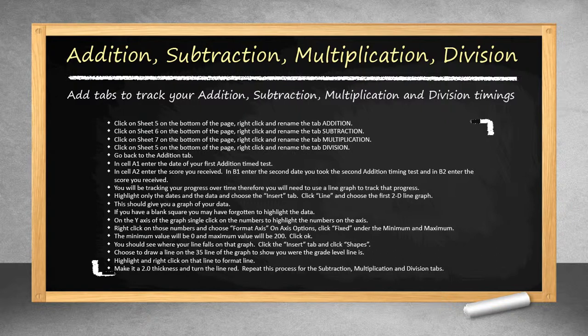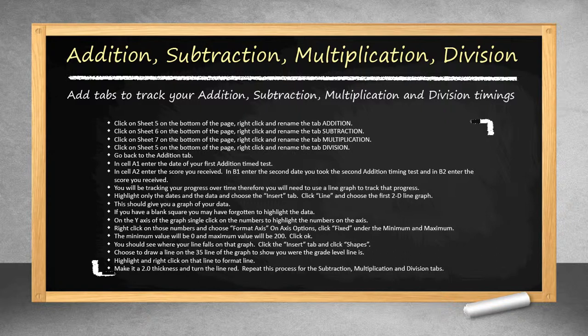Highlight only the dates and the data and choose the Insert tab. Click Line and choose the first 2D line graph. This should give you a graph of your data. If you have a blank square, you may have forgotten to highlight the data. On the y-axis of the graph, single-click on the numbers to highlight the numbers on the y-axis.